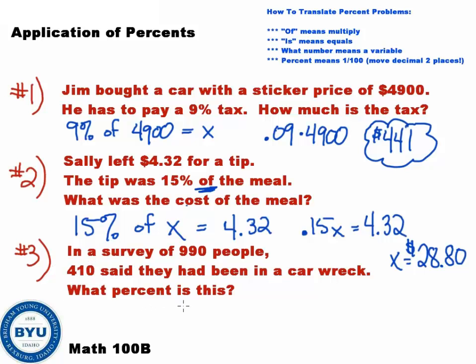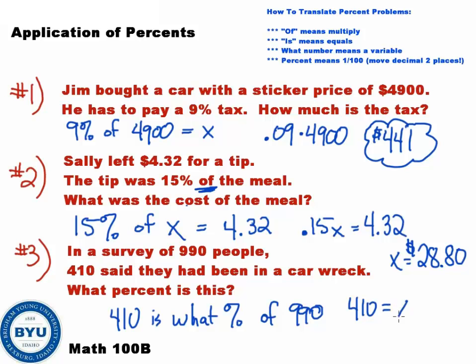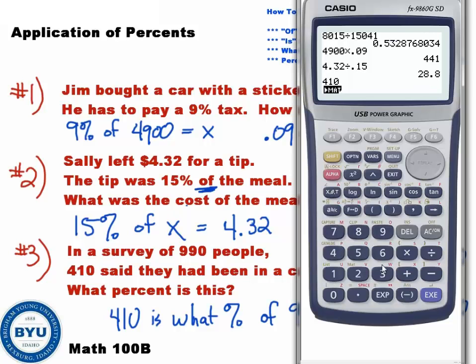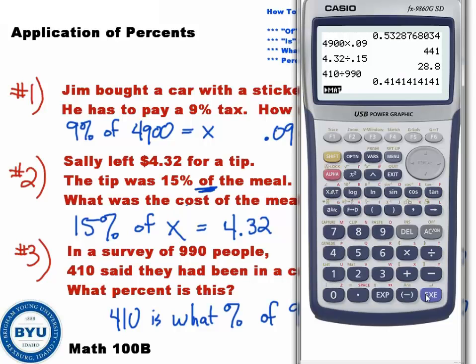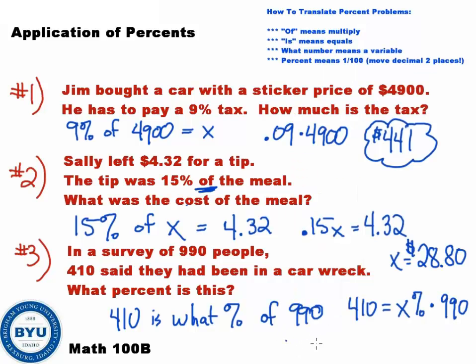Okay, nice. And the last one here, it says in a survey of 990 people, 410 said they had been in a car wreck. What percent is this? So we are looking for 410 is what percent of 990? So writing that out, it would be 410, is means equals, x is what, of means multiply, 990. And so we would just divide by 990. So we'd have 410 divided by 990. And we get 41.4%. We'll go ahead and round that.